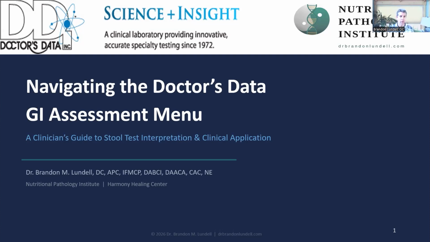We all know how foundational it is and how much information it gives us in clinical practice, but what to do with the results? And Doctor's Data has a large menu of GI tests, which is wonderful, but which one do you do? How are they different, and which one is needed for each case? So that's what I want to cover today, to help doctors and practitioners get a sense of how to use these in clinical practice, what to do with the information, and really which ones to order.